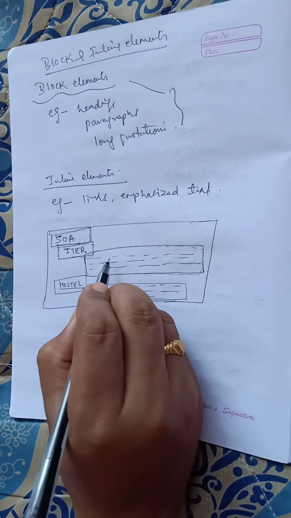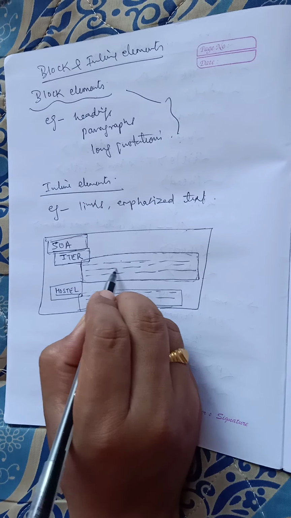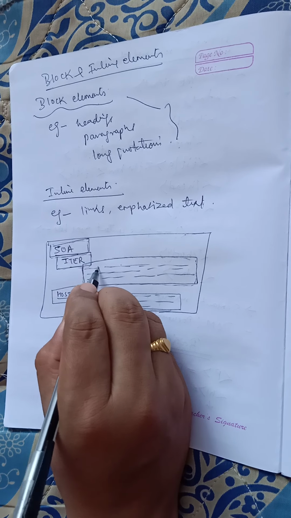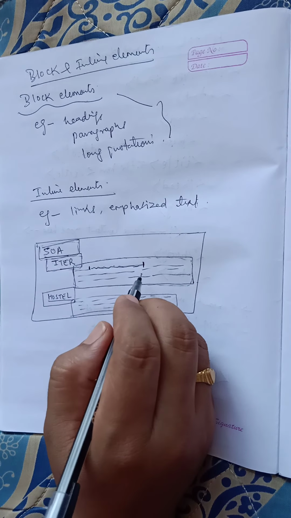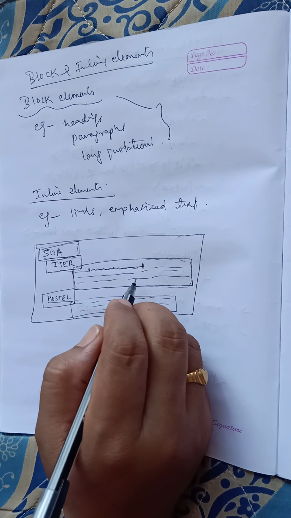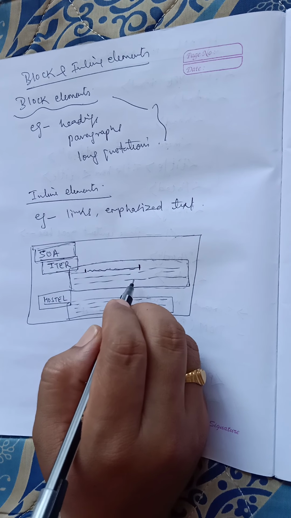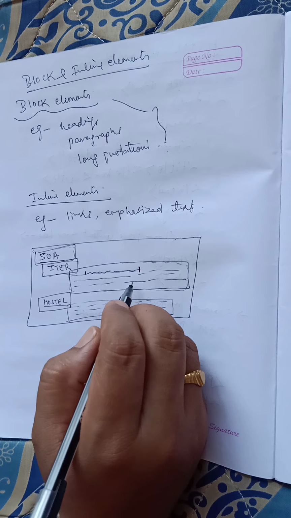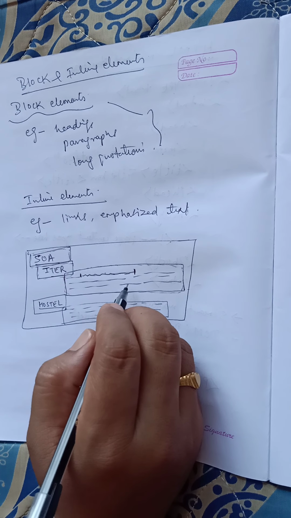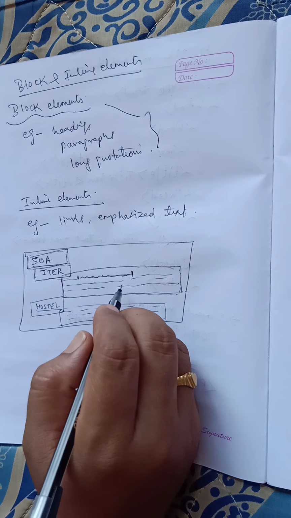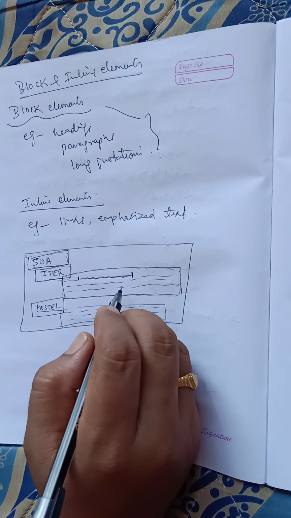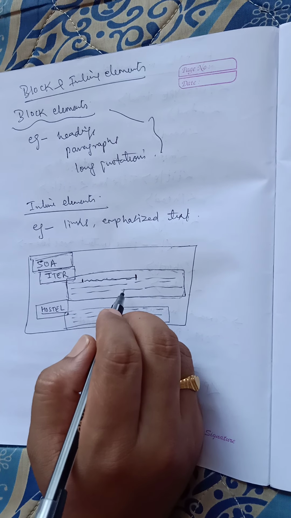Okay, so within this block, this block consists of a bunch of statements. Now suppose I have written a statement here, so this statement I will say is my inline element. Okay, so any text, a sentence, a string within a block of elements is known as your inline element.